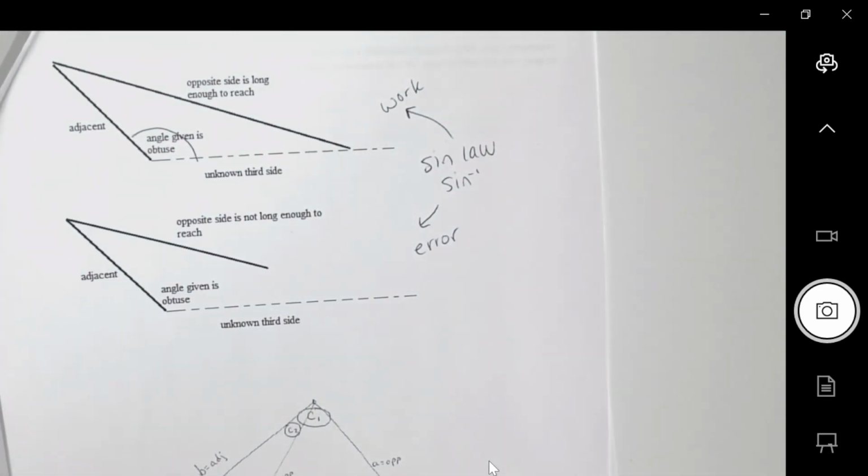Okay? So on an obtuse, it doesn't matter what we're looking at. There's not a second or a third triangle. There'd be no way, because if that's already obtuse, you can't have a secondary obtuse angle, right?